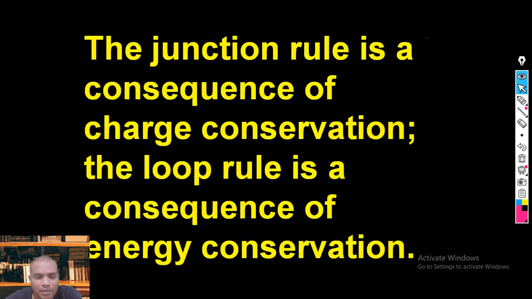Let us try to apply this. Before that, this is a very important point which I want to highlight here. The junction rule is a consequence of conservation of charge, and the loop rule is a consequence of conservation of energy. Again repeating, the junction rule is a consequence of conservation of charge, and the loop rule is a consequence of conservation of energy.